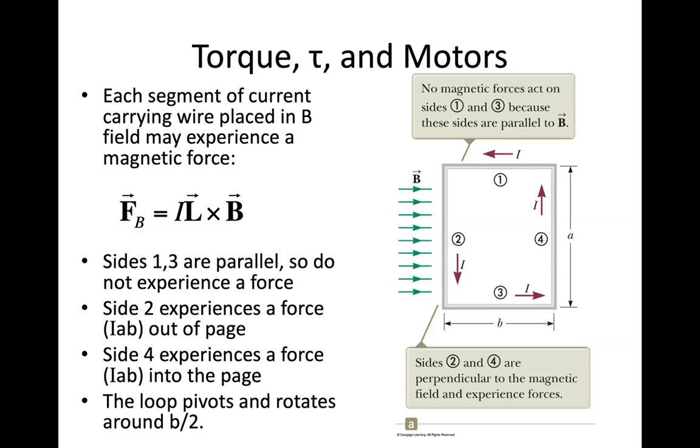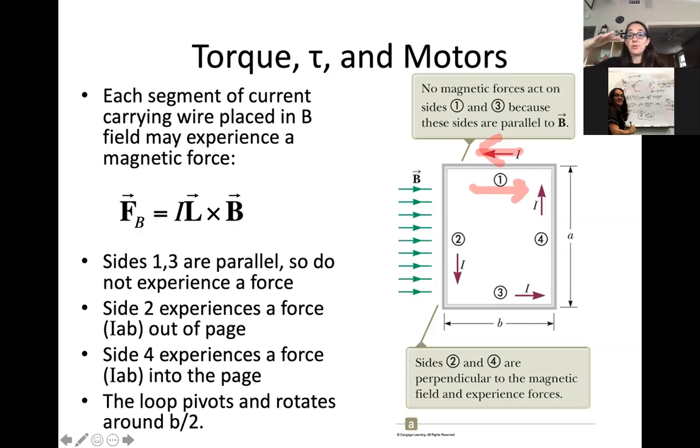So piece 1 has the current pointing to the left and the B field pointing to the right. Now, you're trying to do the right hand rule and you're going, okay, so fingers go to the left, but palm goes to the right. I can't do that. Oh, right. Cross products look for perpendicular components. And what's the cross product of parallel or anti-parallel? 0. There's no force here.